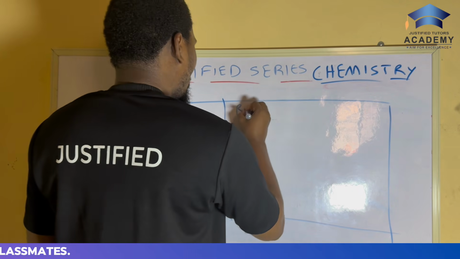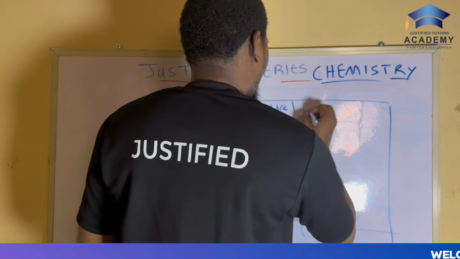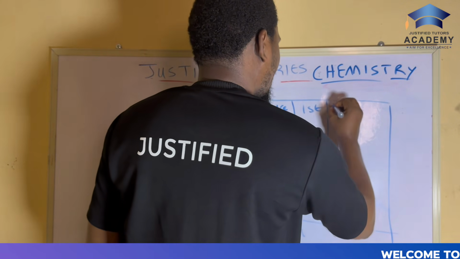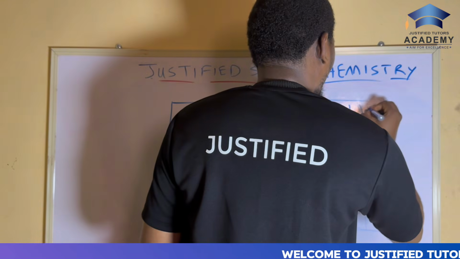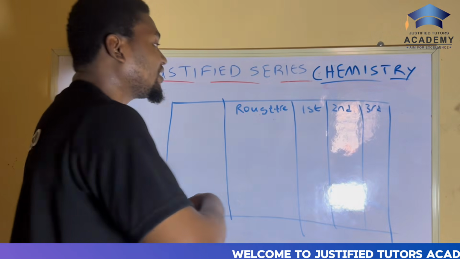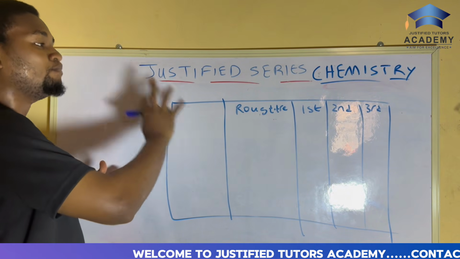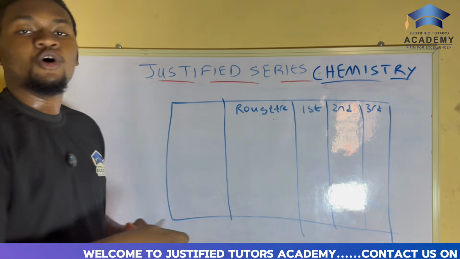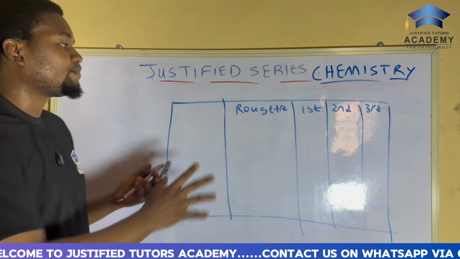You have your rough titer value, your first titer value, your second titer value, and sometimes you can have your third titer value. Now, this particular thing here, I don't have any business with it. Let me explain to you how WAEC does it.